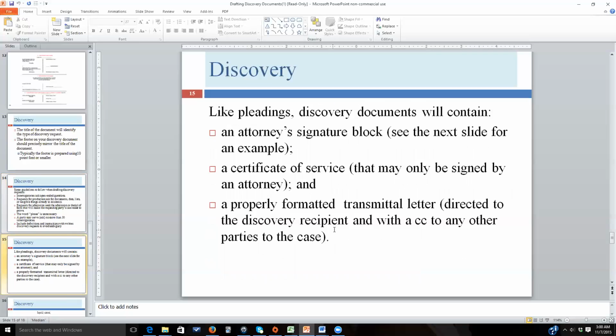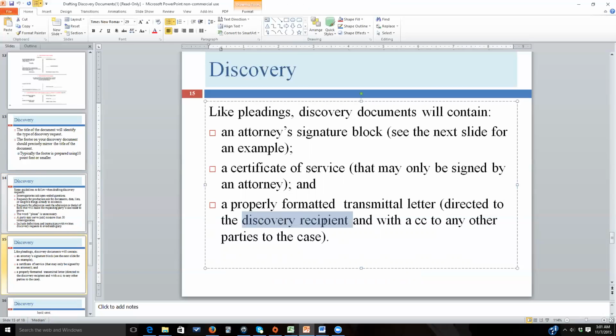Okay, a discovery is going to have the same components that we had in pleadings. There's going to be an attorney's signature block, which we'll look at in a second. There's going to be a certificate of service. Keep in mind that it needs to be set up for the attorney's signature. And you're going to need to have a properly submitted transmittal letter, a cover letter basically for your discovery document. You're going to want to draft the letter so it is going to the attorney for the other party.